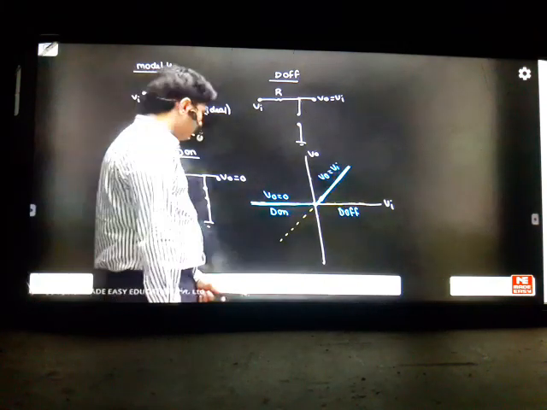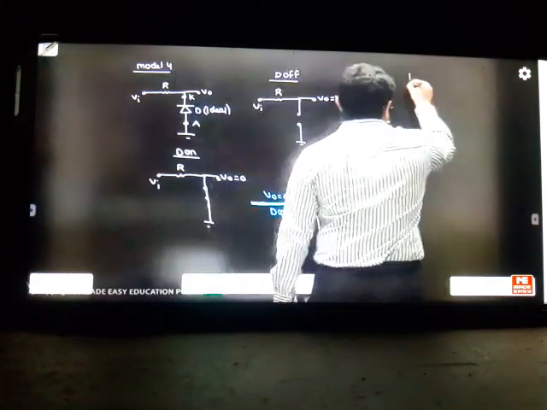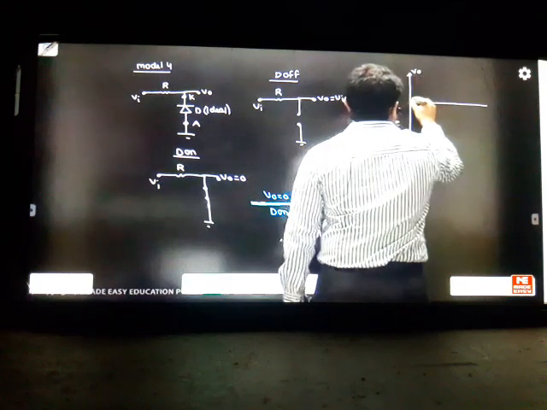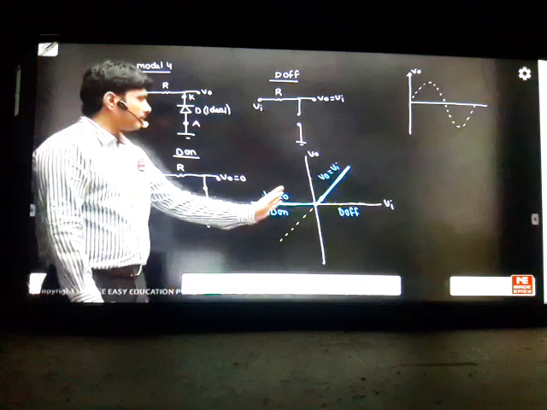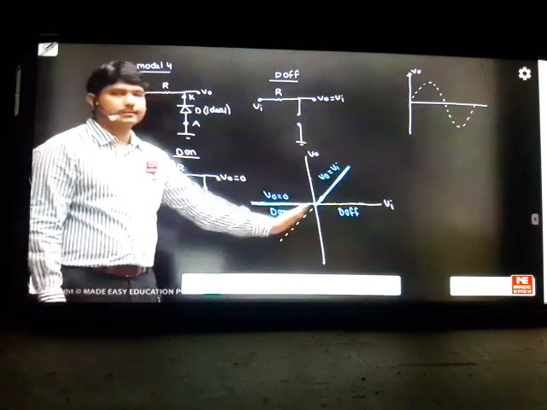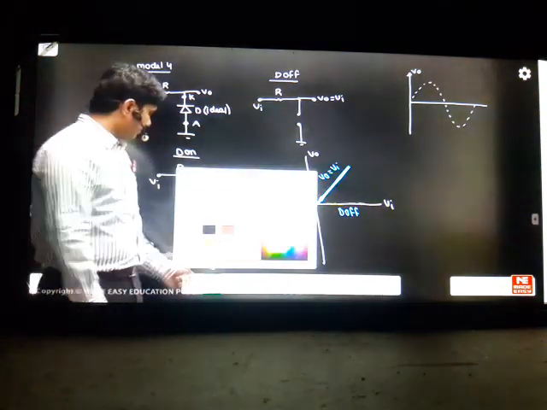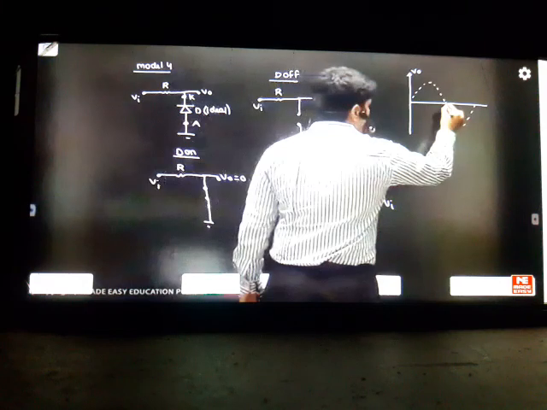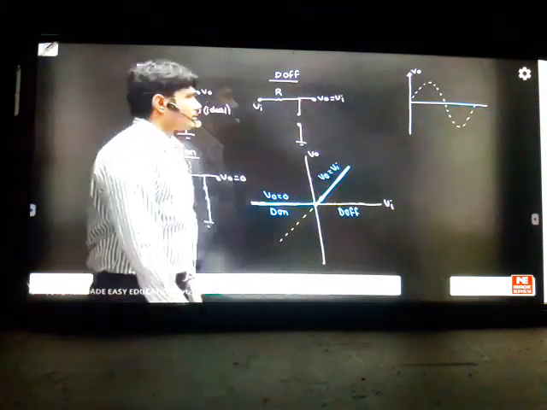So can I expect the output waveform for this? This is your output waveform. The simple thing to see is that this is the negative side and this is the positive side. Negative side, no response. No response means, can I write the waveform? No. Negative side means this is a negative cycle, and no response means 0. This part is 0.